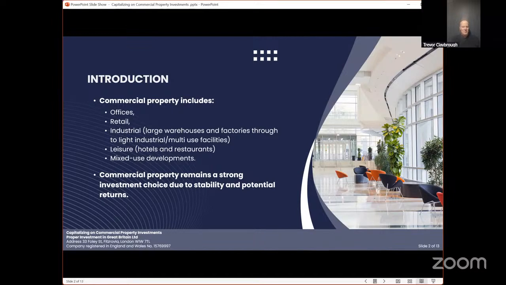Industrial covers a lot of things. It can be large warehouses, factories, workshops, through to light industrial, or what we call multi-use facilities. We'll speak a little more about that in the examples, because one of the areas where we like to specifically look at and invest in commercial property are these multi-use facilities.